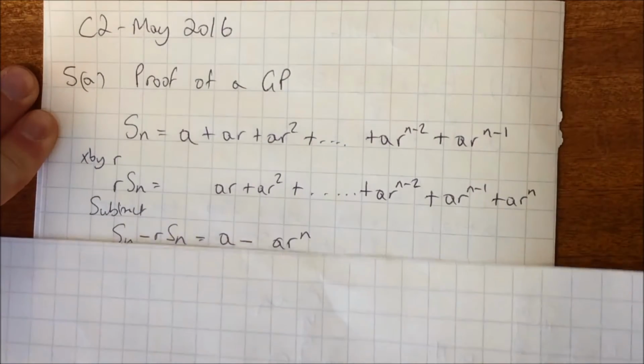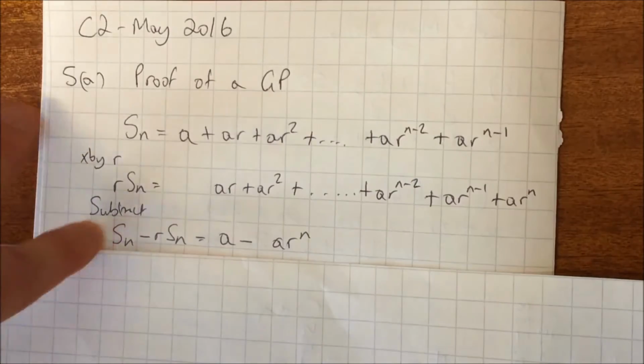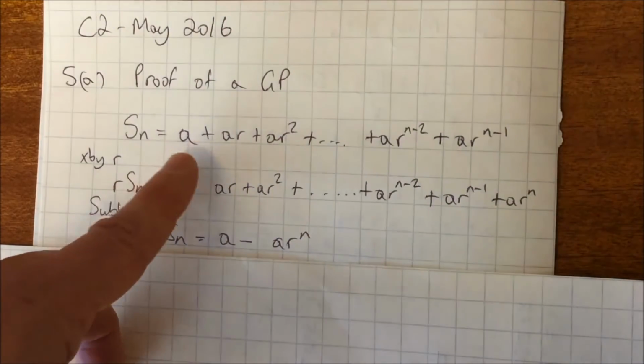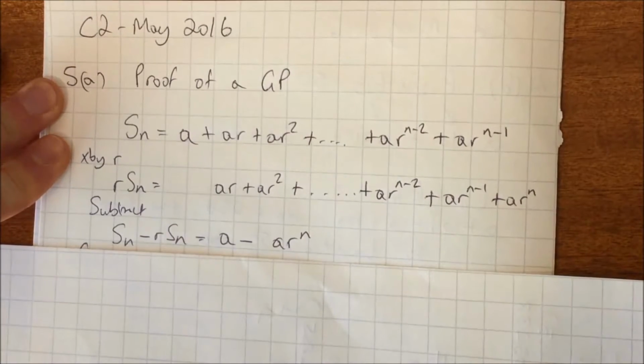I then subtract the two things. So I got one lot of Sn, take away R lots of Sn. Everything in the middle disappears. I'm left with the first term from the top and the last term from the bottom.